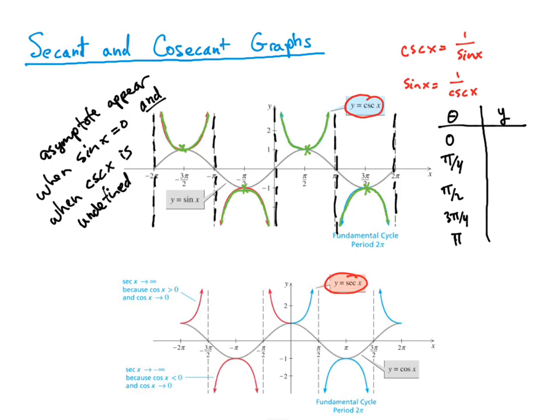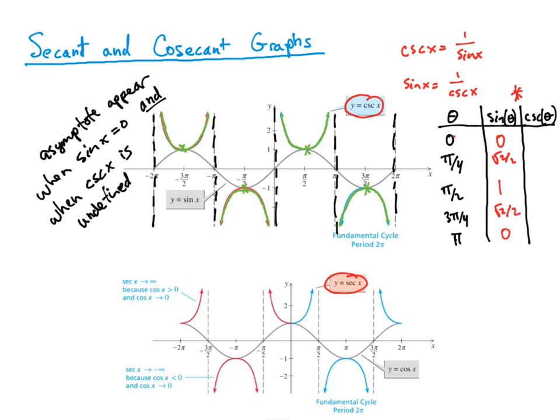So let's make a quick table of values for cosecant. Let me make a separate column here. We have an angle theta, and then we have sine of that angle and cosecant of that angle. Let's first fill out the column for sine. Sine at 0 is 0. Sine at pi over 4 is root 2 over 2. Sine at pi over 2 is 1. And then we go back down to root 2 over 2 and then 0.